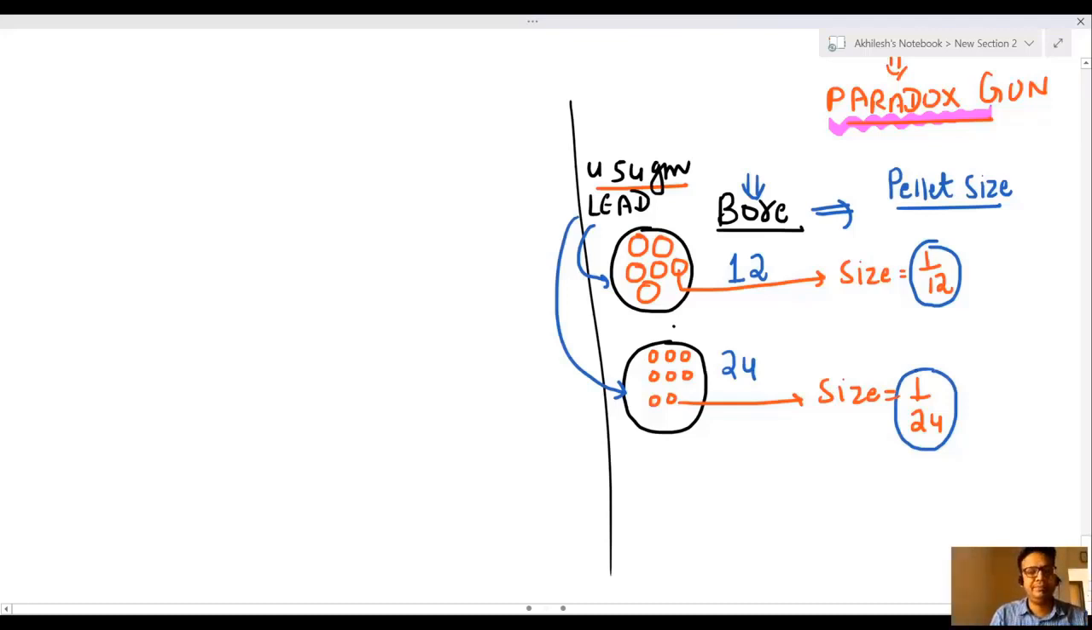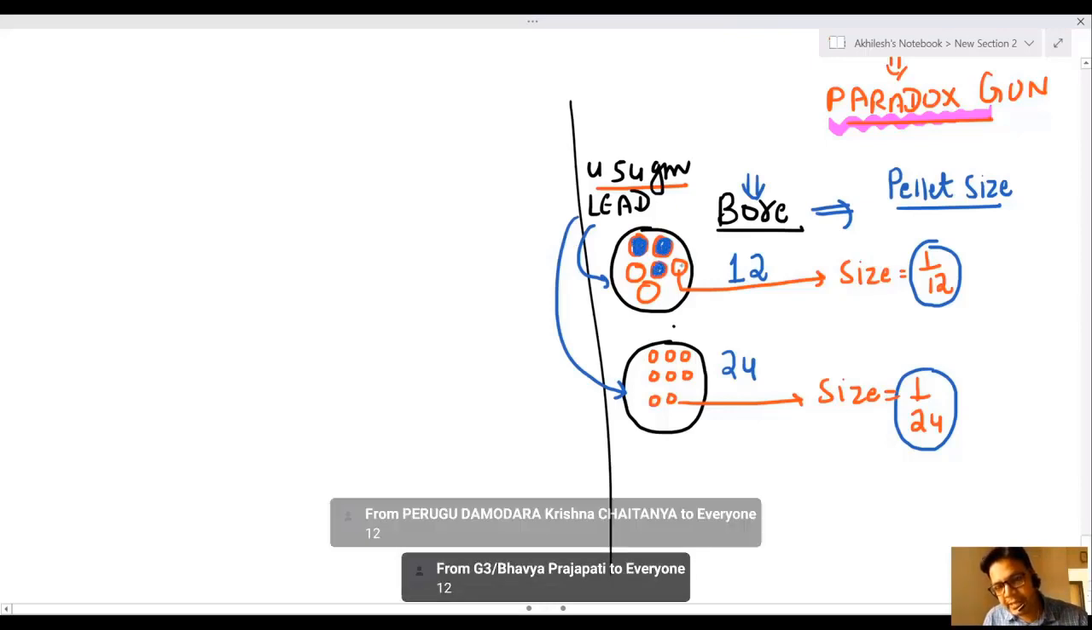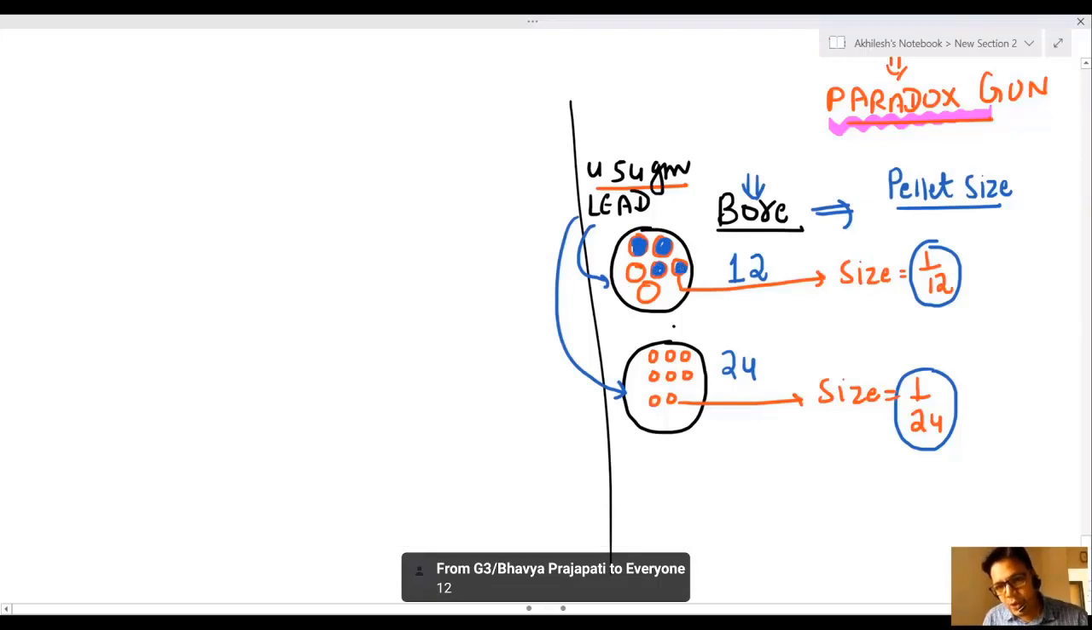So now tell me, will pellet size be more in a 12 bore gun or a 24 bore gun? Let me know. Yes, the answer is 12 bore gun.